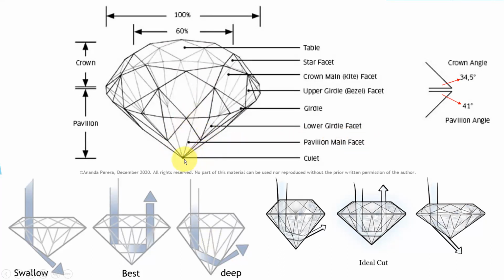This is called culet. This is the crown and the pavilion. Crown angle should be minimum 34.5 degrees. Pavilion angle should be 41 degrees. So this is the ideal cut.